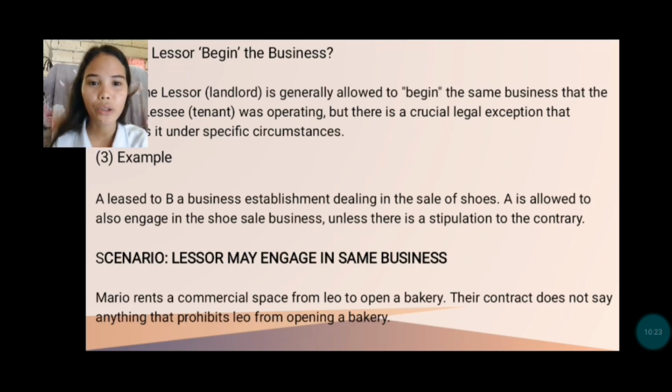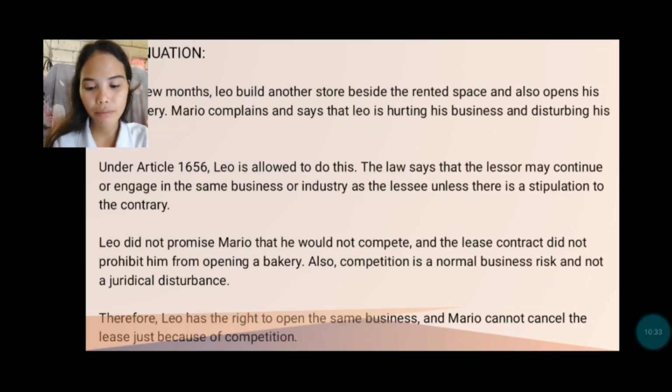Mario rents a commercial space from Leo to open a bakery. The contract does not say anything that prohibits Leo from opening a bakery. After a few months, Leo built another store beside the rented space and also opened his own bakery. Mario complains and says that Leo is hurting his business and disturbing his lease.